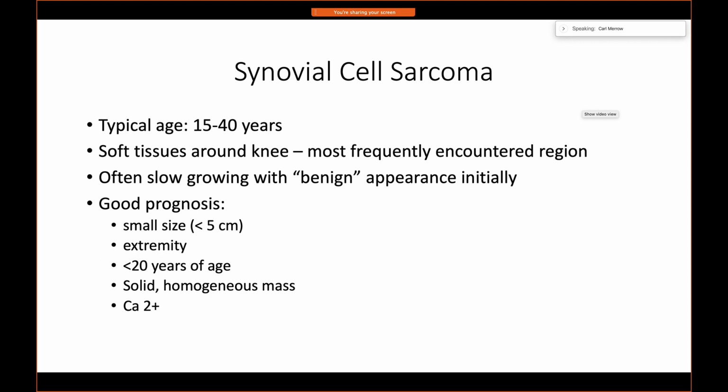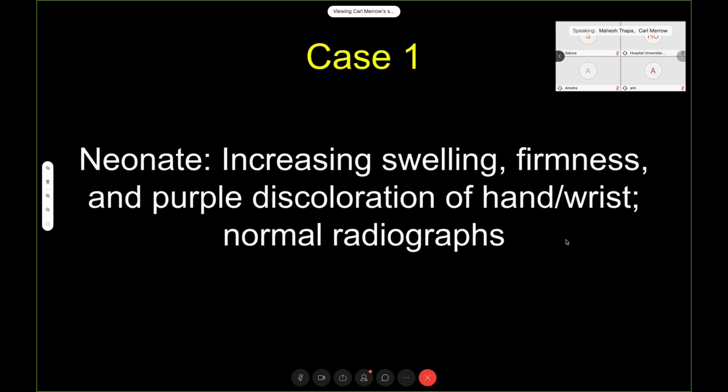Sometimes we've seen a case that mimicked a perimeniscal cyst. We've had a case that looked like a sort of focal synovitis proliferation in the ankle joint. They can be very innocuous on initial imaging, but you're absolutely right. It needs to be in the back of your mind, particularly in a teenager.